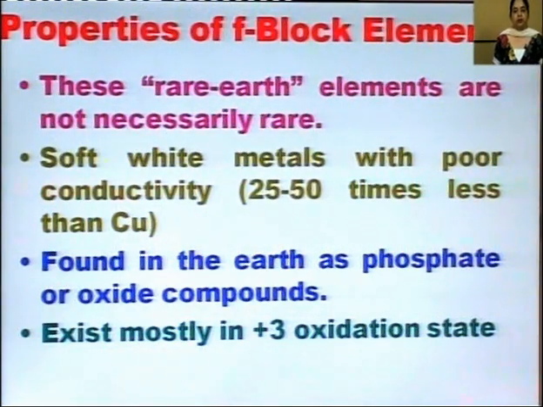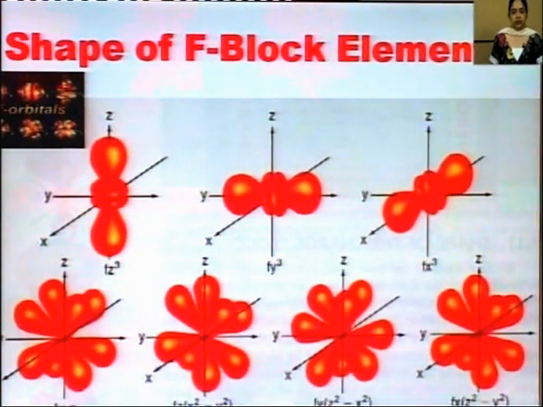Properties of F block elements. These rare earth elements are soft white metals with poor conductivity, 25 to 50 times less than copper, found in the earth as phosphate or oxide compounds, and exist mostly in +3 oxidation states. This is the shape of F block elements.